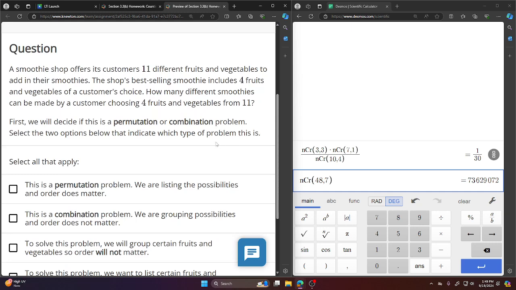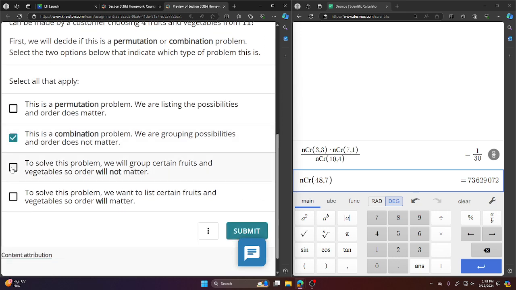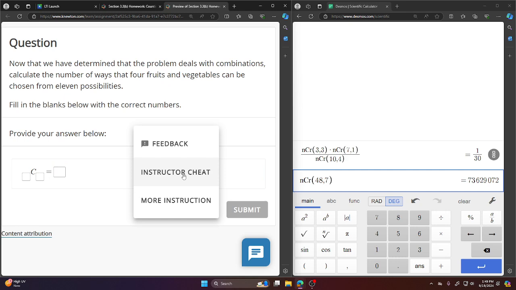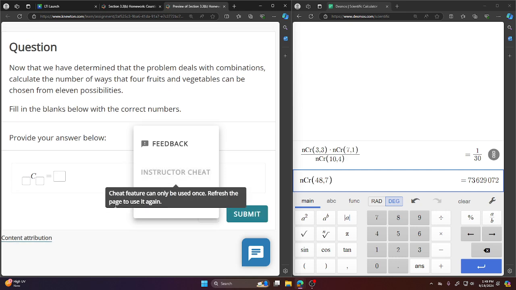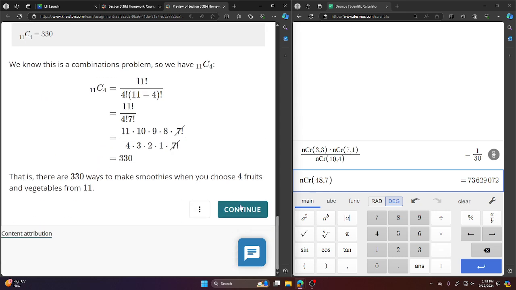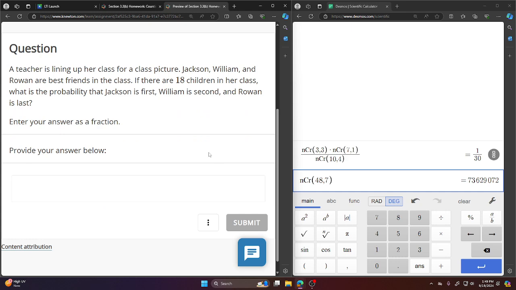And again, a lot of these are going to be faster than others. We're selling different fruits and vegetables for smoothies. Stuff you're adding into a smoothie. Is order important? The banana must go first, then strawberries. No, it's getting blended up, right? It's all getting blended up. And then you put 2 numbers in there. Look, did I ever show you that button? Instructor cheat. It doesn't show, but there's the answer. We got it right!